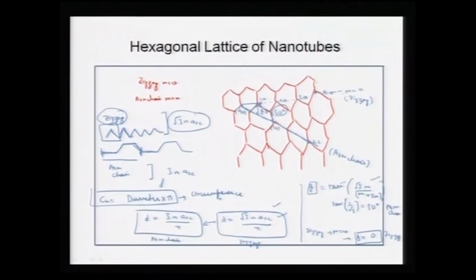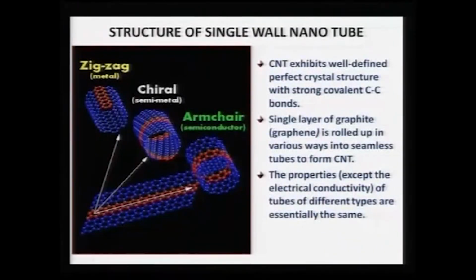So, now let me show you how these structures look like. Once we have a graphitic plane, the way we roll it, we can achieve either armchair, chiral or zigzag type of a carbon nanotube. In case we have an armchair, we have theta of 30 degrees, and in zigzag we have theta of 0 degree. So, it just matters on the way we define it.